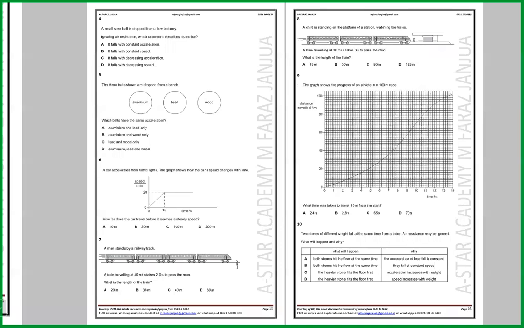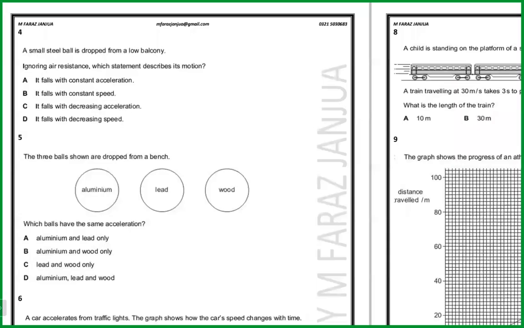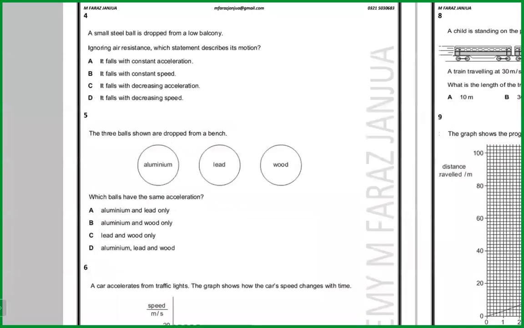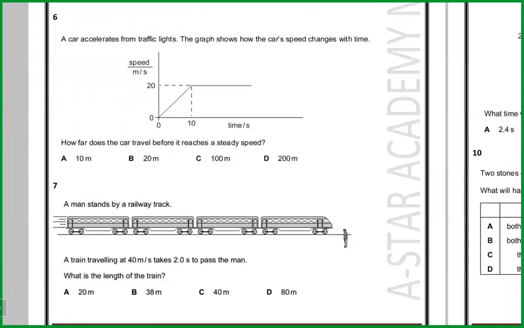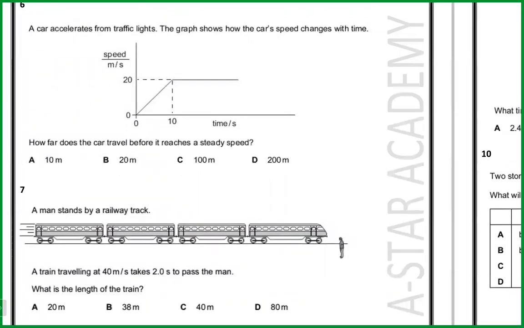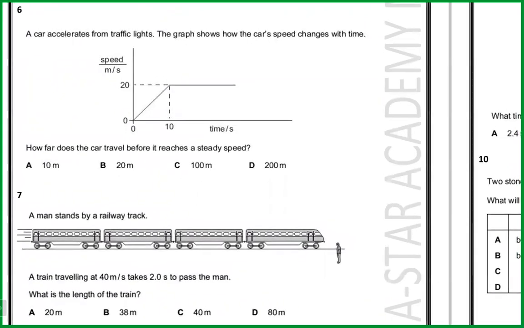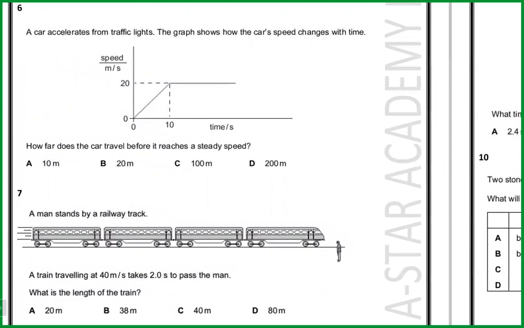Hmm, we haven't done resistance yet. Let's do this one. Question number 6. A car accelerates from traffic lights. The graph shows how the car's speed changes with time. How far does the car travel before it reaches a steady speed?